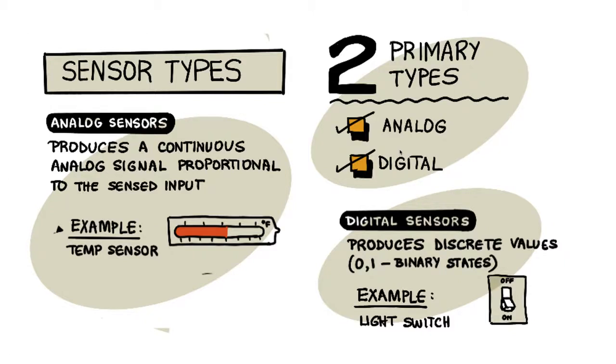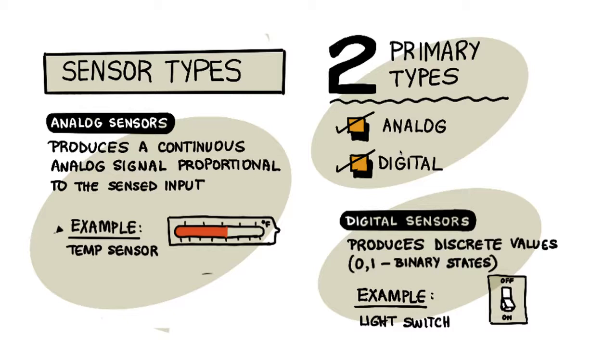Well, there's two kind of big groups of sensors. There are analog sensors and there are digital sensors. Analog sensors produce a continuous analog signal that is related to the sensed input. So it's not necessarily a one zero type of value. It is an analog signal. It's usually based off a voltage. So in the case of this light sensor, for example, a voltage is sent to a light sensor. The amount of light changes the resistance of the sensor, and then we'll get different voltage coming back.